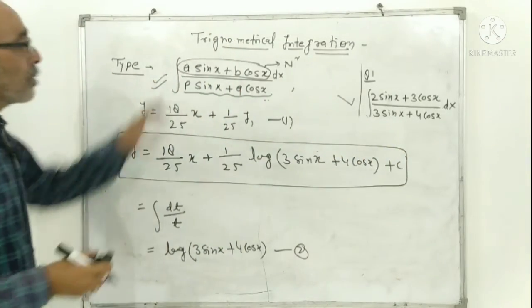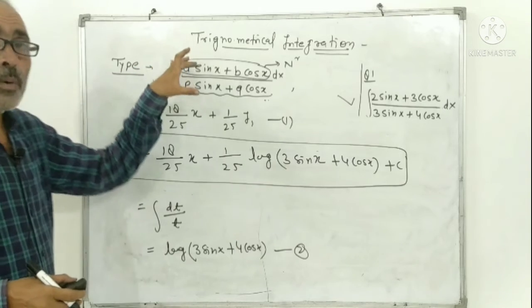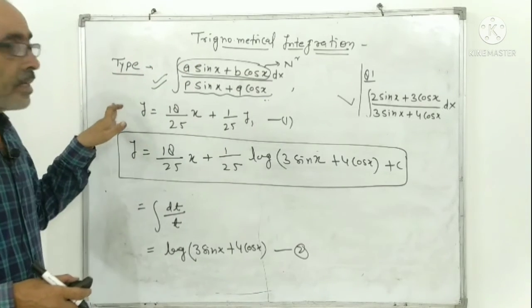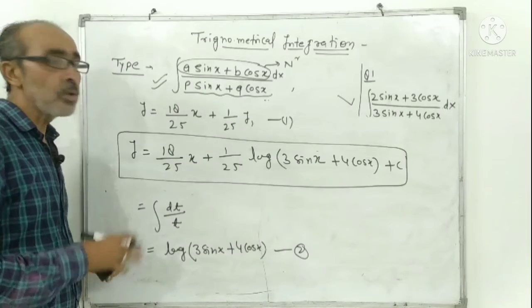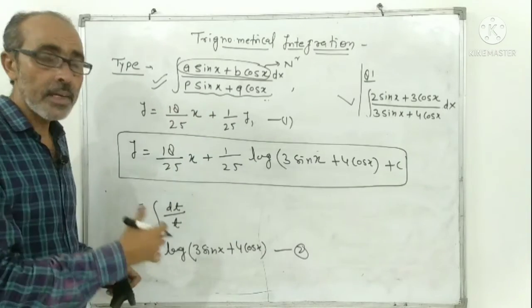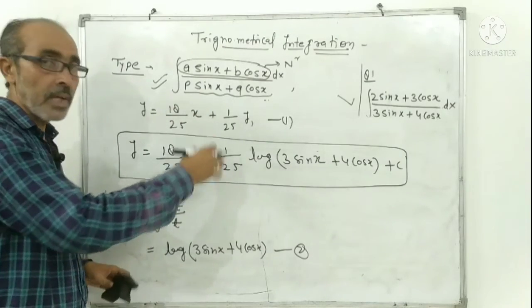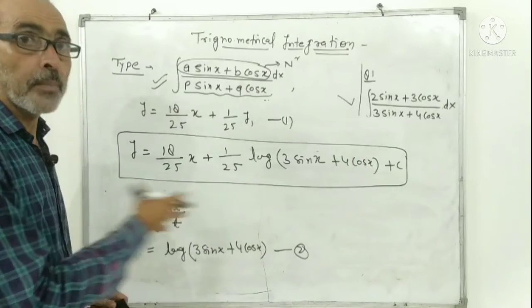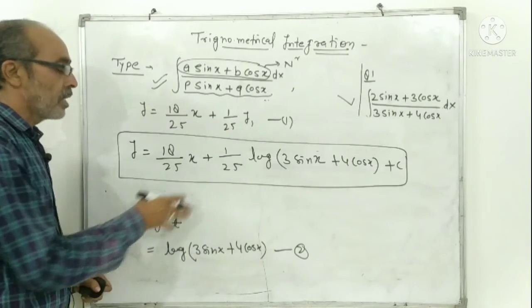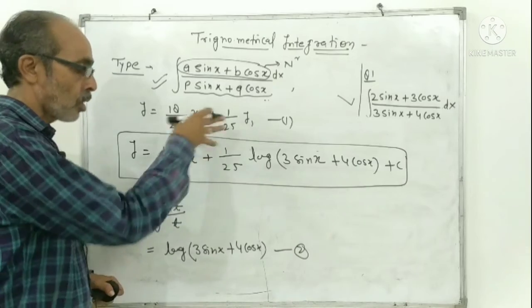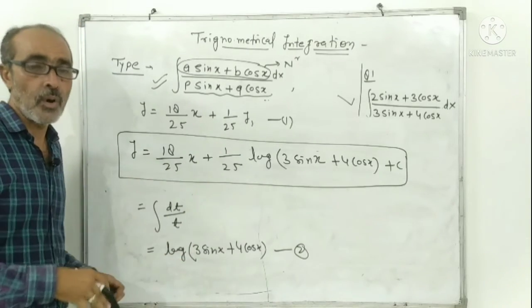So the above integration is solved by comparing the numerator as equal to an unknown constant lambda times the denominator plus mu times the derivative of the denominator, and after comparing we get the values of lambda and mu and solve the integral as above, following the process.